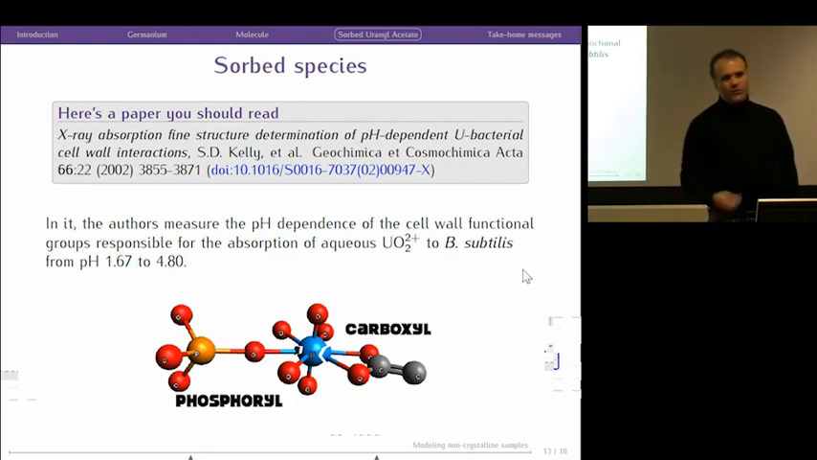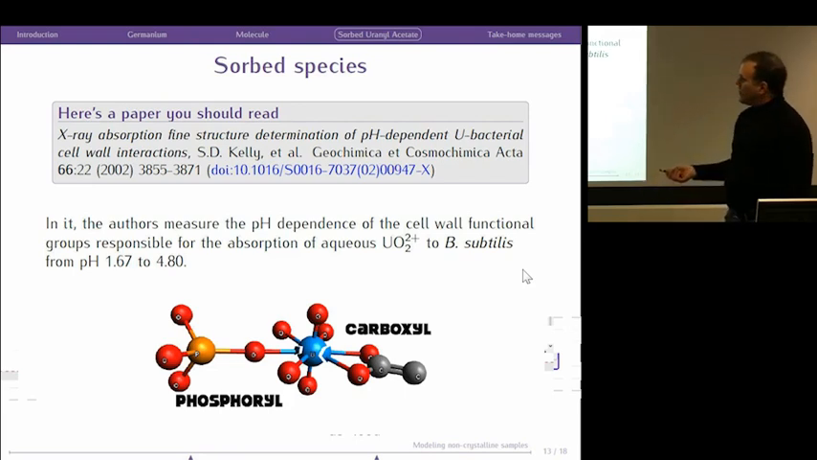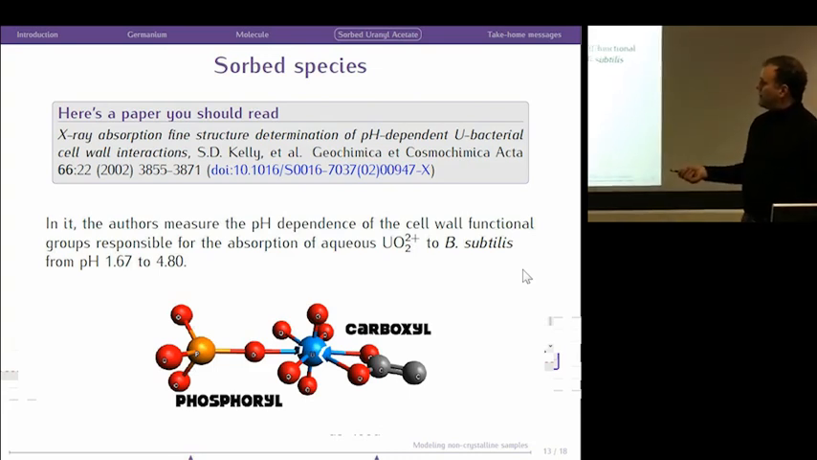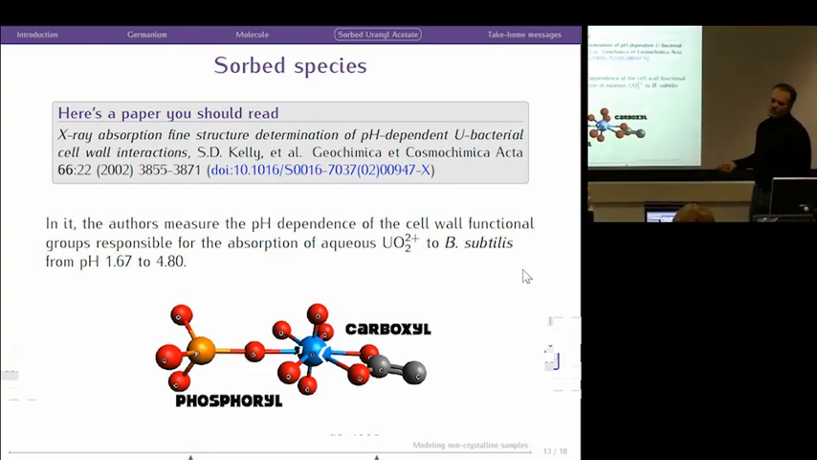Or the last really plausible option is that the uranyl ion binds to a phosphoryl ligand. And the way that always happens is that there's a monodentate bond between the uranium and the phosphorus with a single oxygen atom between them.